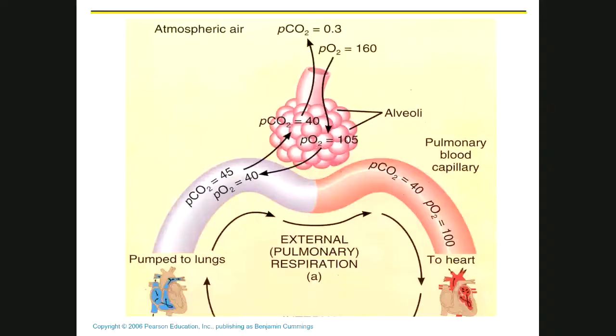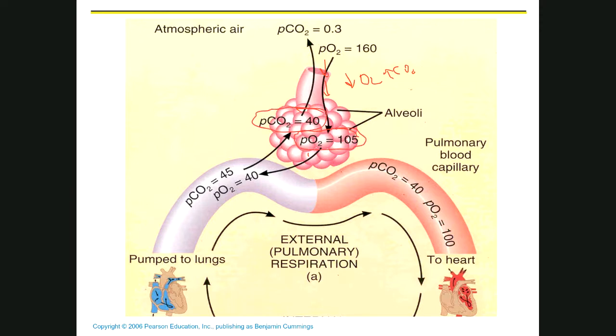So here's the air that came into your nose. That's atmospheric air. And the partial pressure of oxygen is about 160, and the partial pressure of carbon dioxide is about 0.3. But remember, we're going to change that air. The deeper you go, the less oxygen there's going to be, and the more carbon dioxide there's going to be. Until you get down in the alveoli, and the partial pressure of oxygen is about 105, and the partial pressure of carbon dioxide is 40.